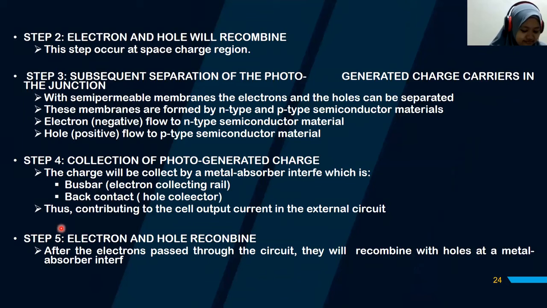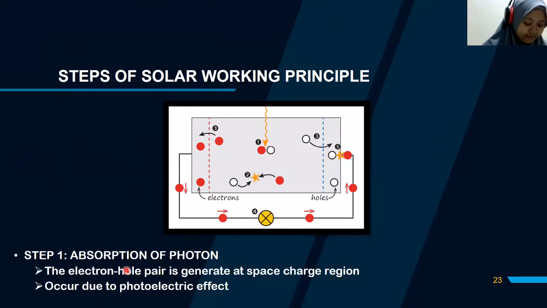So the last step, the electron and the hole recombine. After the electron passes through the circuit, it will recombine with the hole at the metal absorber interval. So the hole and the electron will combine at this membrane.